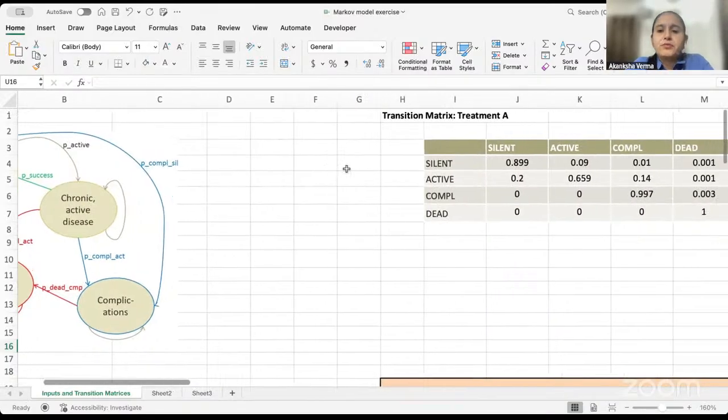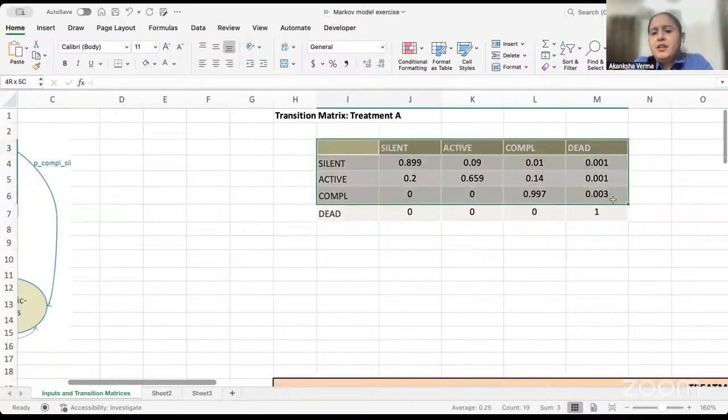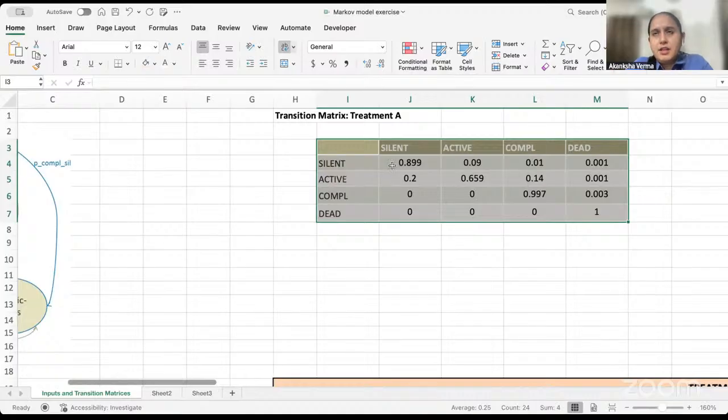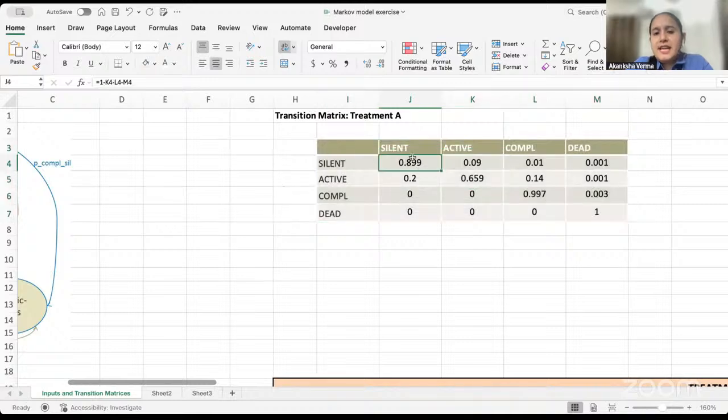Based on this, we have created our transition probability matrix. Okay, where a patient staying in the same health state in a silent state is this. From silent to active would be this. From silent to complication this, and death this. Similarly, from active to silent, active, complication, death, and then similarly for the other two states. Okay, the movement is captured in the transition probability matrix.